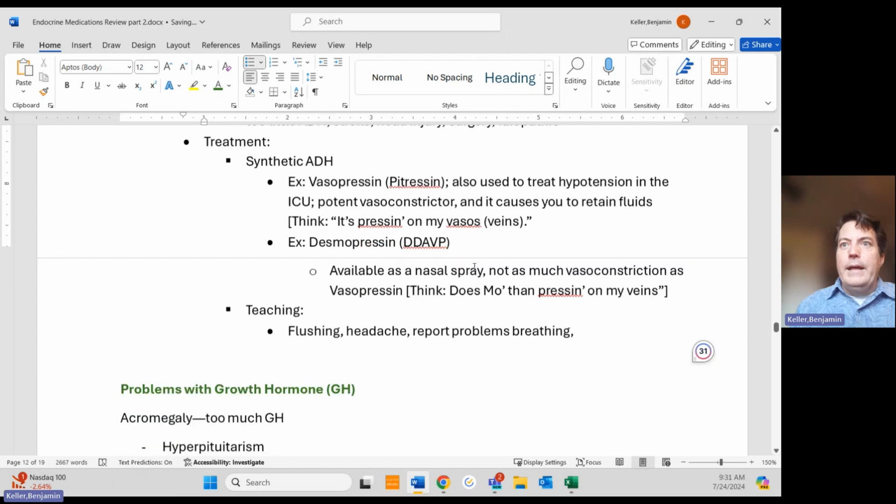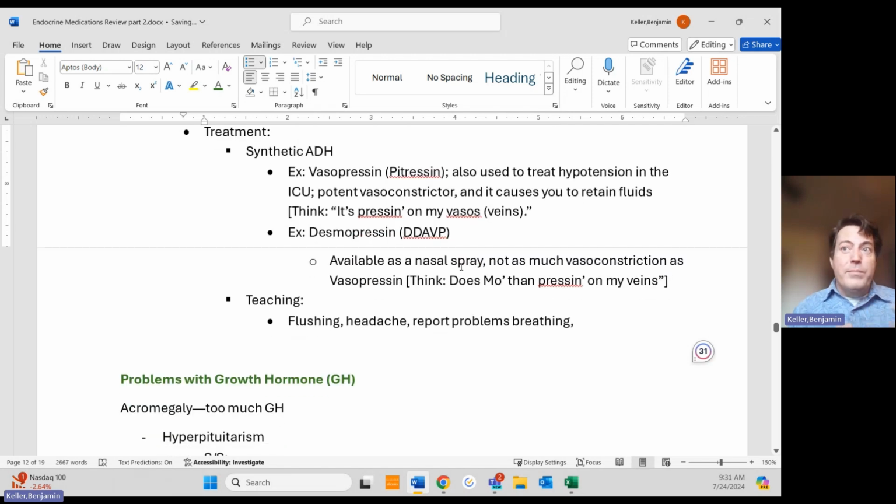And then you can think of desmopressin, which is DDAVP. Oftentimes you'll see it like that. And that's available as a nasal spray, but it can be given other ways too. But it doesn't cause as much vasoconstriction. And so if you come across a question between vasopressin and desmopressin, you can think, well, desmo does more than pressin on my veins. It doesn't have as much of that vasoconstriction.